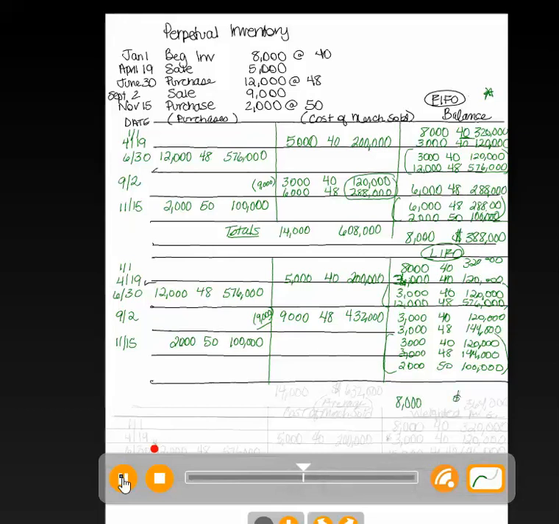units for a cost of $364,000. Now my cost of goods sold, I sold 14,000 units for a total cost of $632,000.